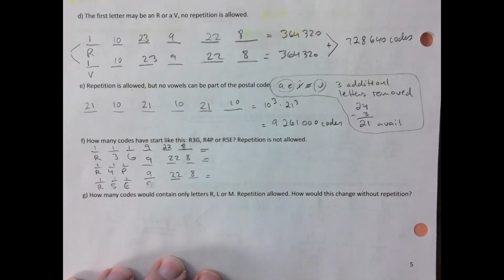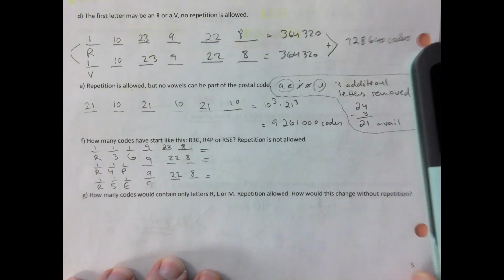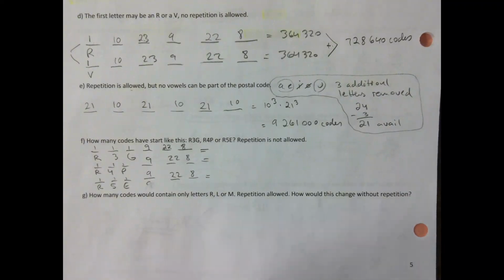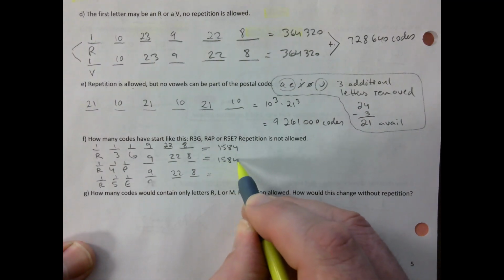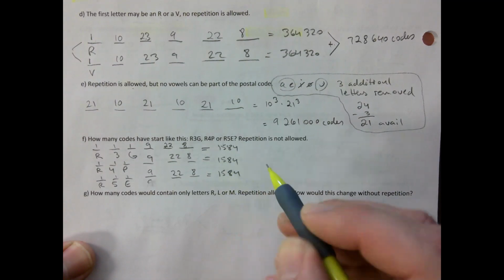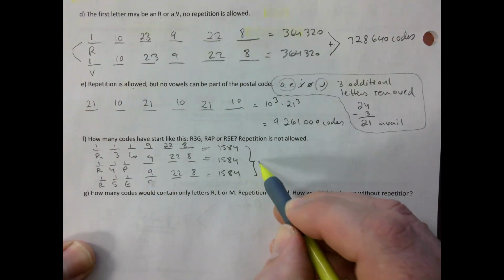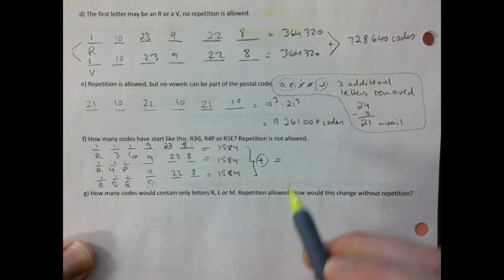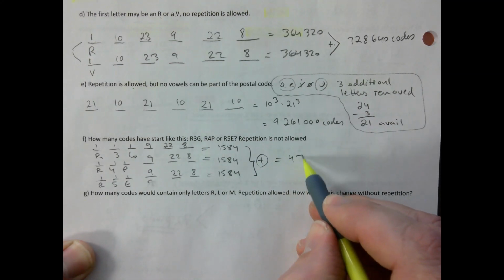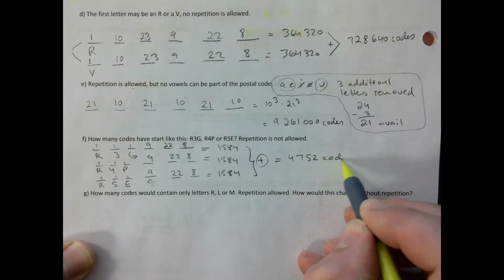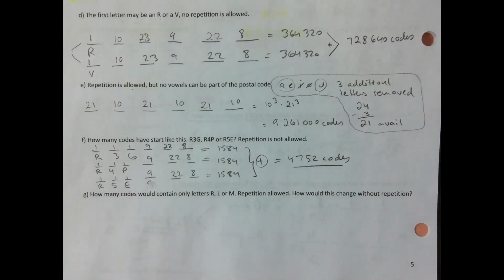So what do you get there? I don't have this one on mine because this is brand new. So 9 times 22 times 8 is 1584. And because everything stayed the same, we're going to add them up, okay? And that will be, so basically times 3, so that'll be 4752 codes.